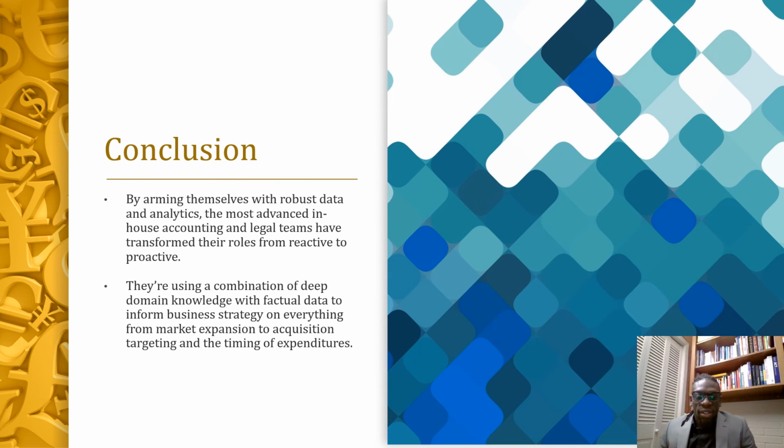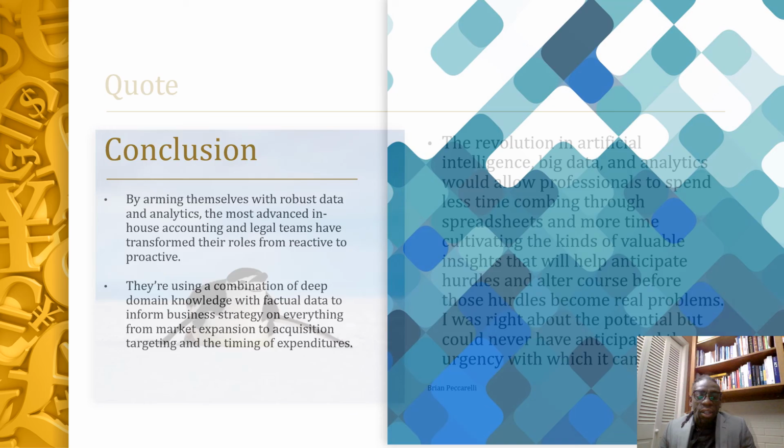In conclusion, by arming themselves with robust data and analytics, the most advanced in-house accounting and legal teams have transformed their roles from a reactive one to a more proactive one. They're using a combination of deep domain knowledge with factual data to inform business strategy on everything from market expansion to acquisition targeting and the timing of expenditures.